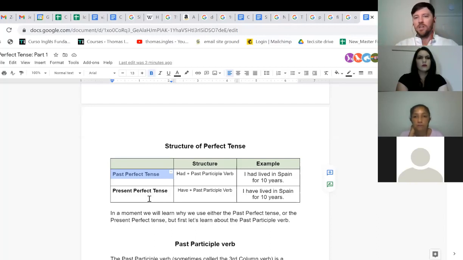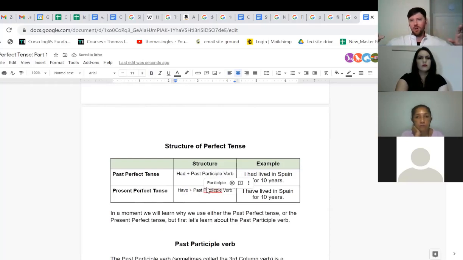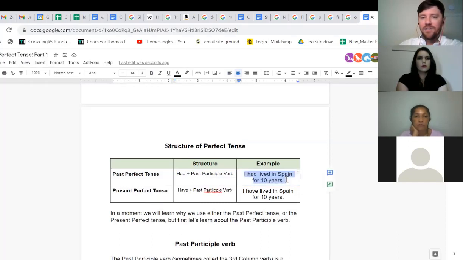And com cada, if you're using the past perfect, it's had, o verbo no passado, so tive or tinha, and then the past participle verb, and we'll talk about the past participle in one moment. And if you're using the present perfect tense, it's have, and then the past participle verb. That's the structure. That's it. So, não tem surpresas com a estrutura. É sempre assim. Have or had, past participle. Fechou. So, and here are two examples. I had lived in Spain for 10 years, and I have lived in Spain for 10 years.